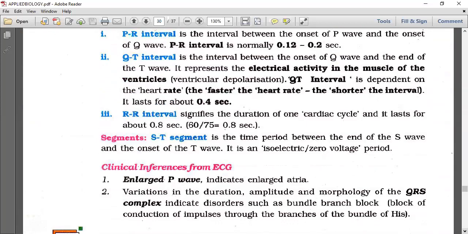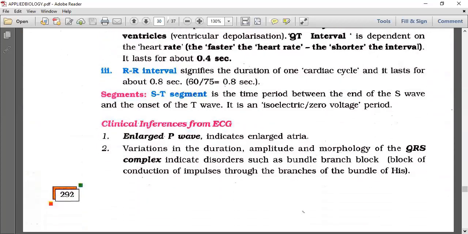So, the segments: ST segment and PR segment. PR segment is not mentioned here, but I said it to you. The ST segment is the time period between the end of the S wave and the onset of the T wave. So this is up to the ECG.